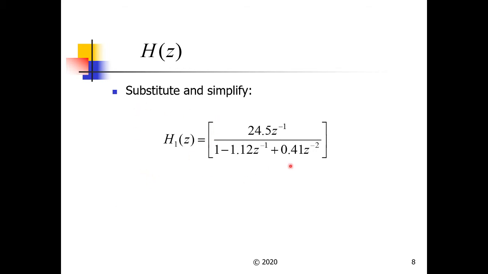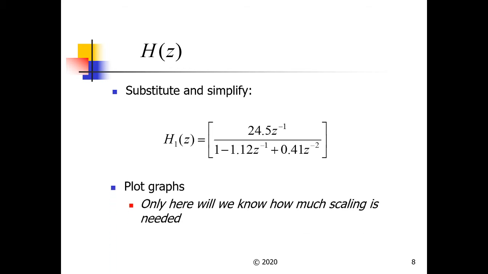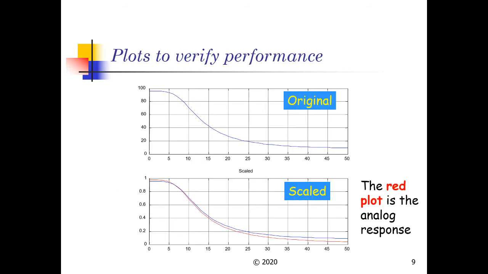At this point, this tends to be our final answer unless we ask for it in standard form. But if it's standard form, we just need to make sure that the first term in the denominator here is 1 and the rest of the terms here have some numerical value altogether. If you're analyzing the response of the filter, this is where we actually plot the graphs accordingly. So we'll plot it here to verify the performance between the original version and the scaled version.